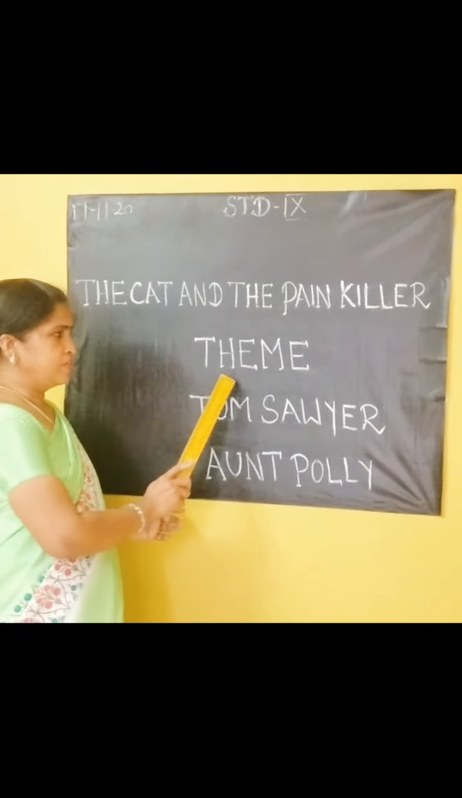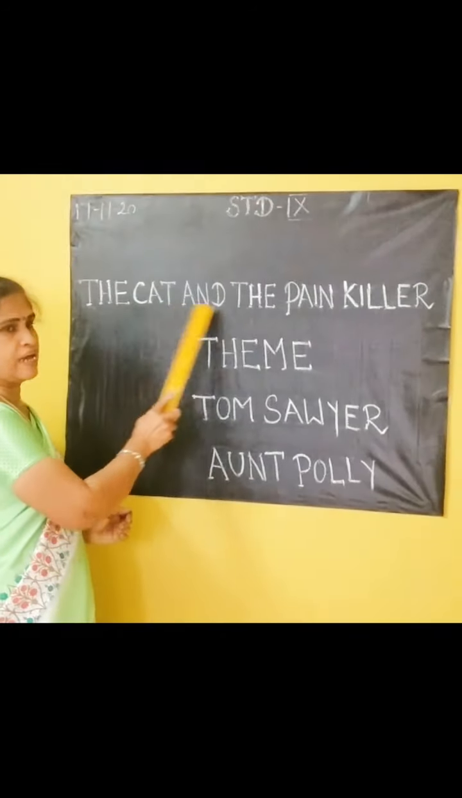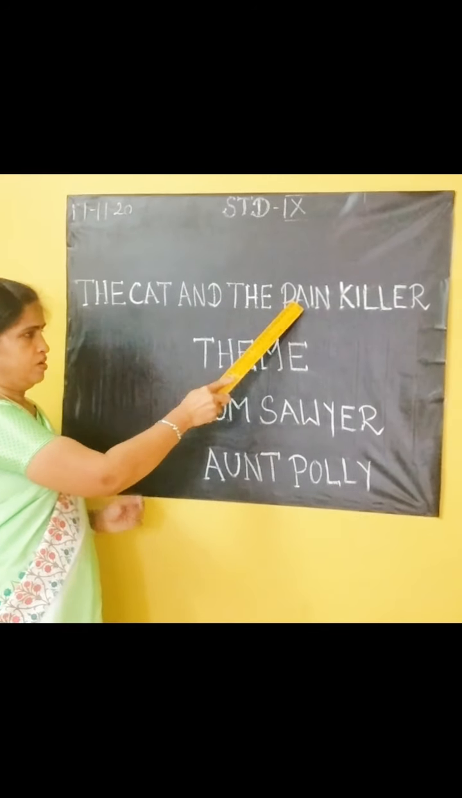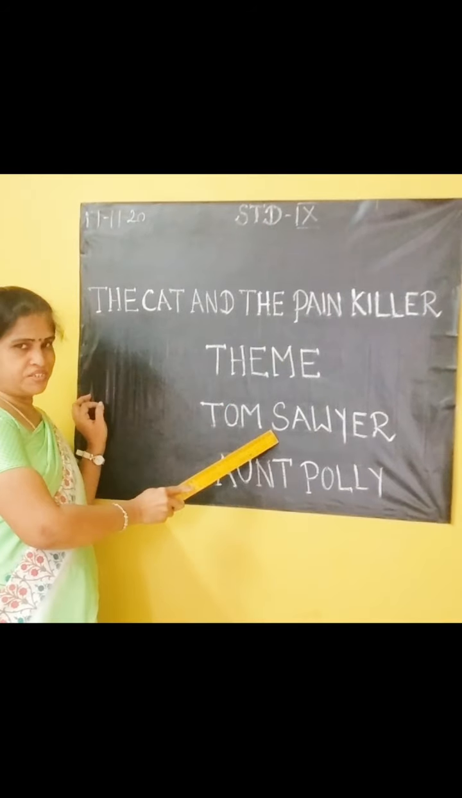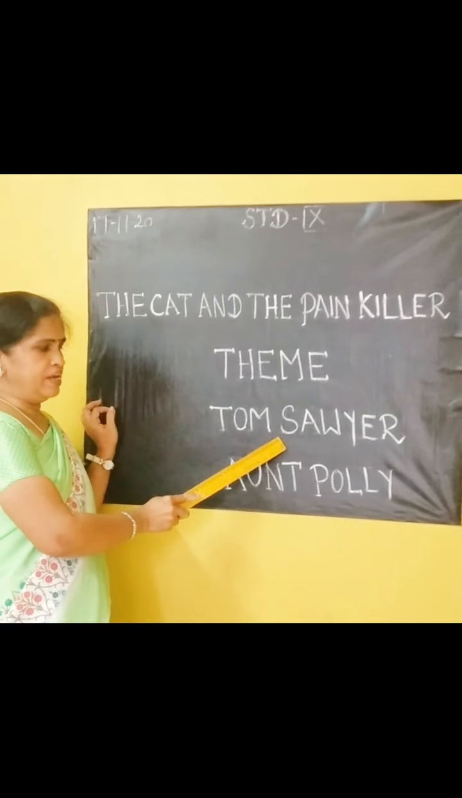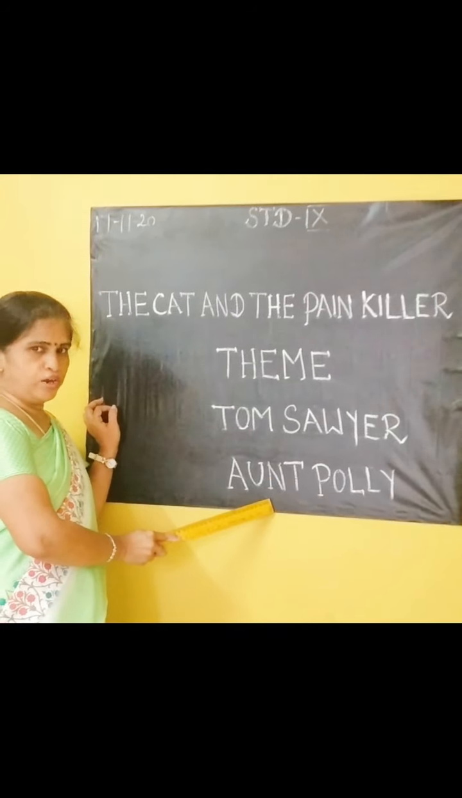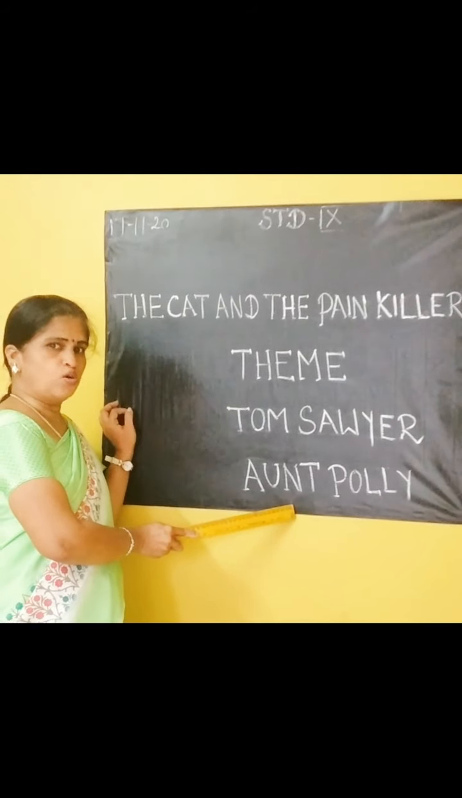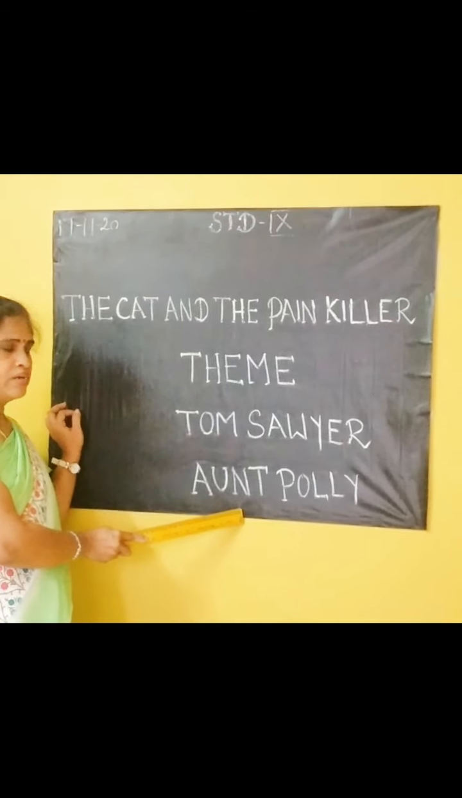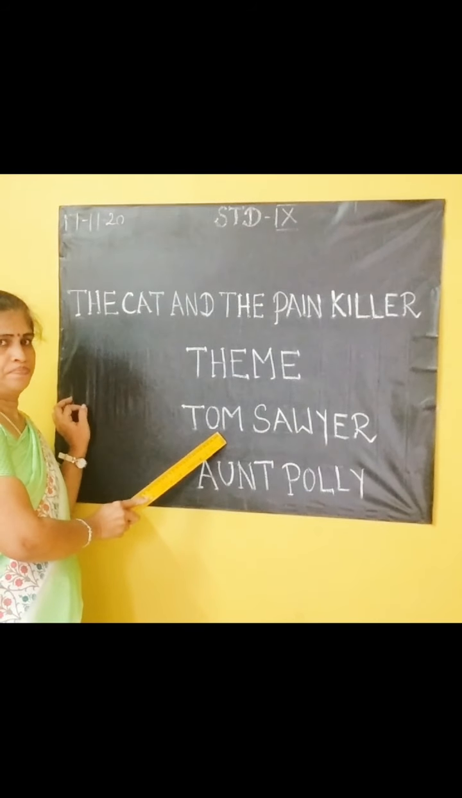Let's see the theme of this lesson, The Cat and the Painkiller. The Cat and the Painkiller is one of the episodes of Tom Sawyer, where we find him playing pranks on his Aunt Polly, who loves him very much but does not show her love outwardly in order to make Tom a good boy.